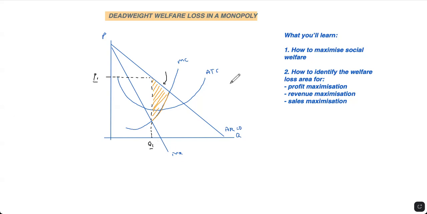But you'll see by the end of today that that's not necessarily going to be the case for the different business objectives. And you'll also learn how to maximize social welfare in general so that you'll be able to understand why there's a loss at a quantity that's not maximizing the welfare.